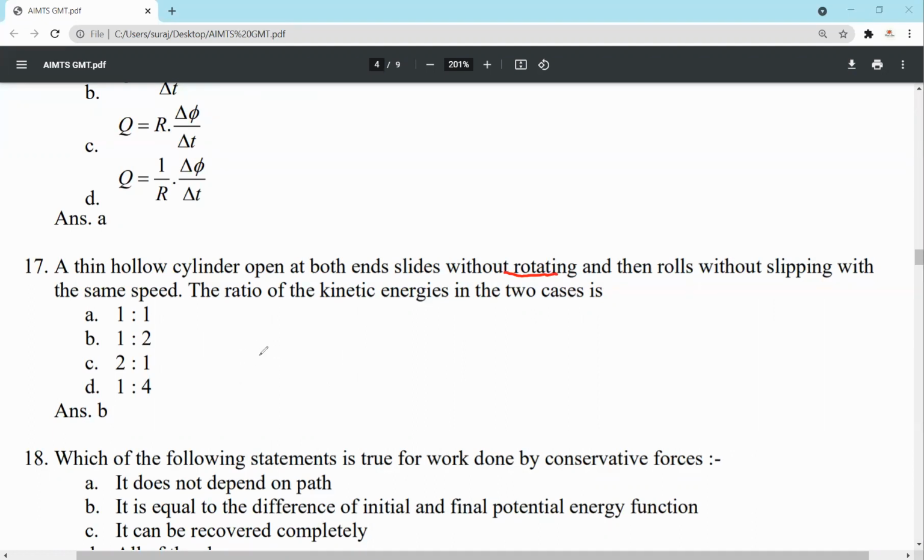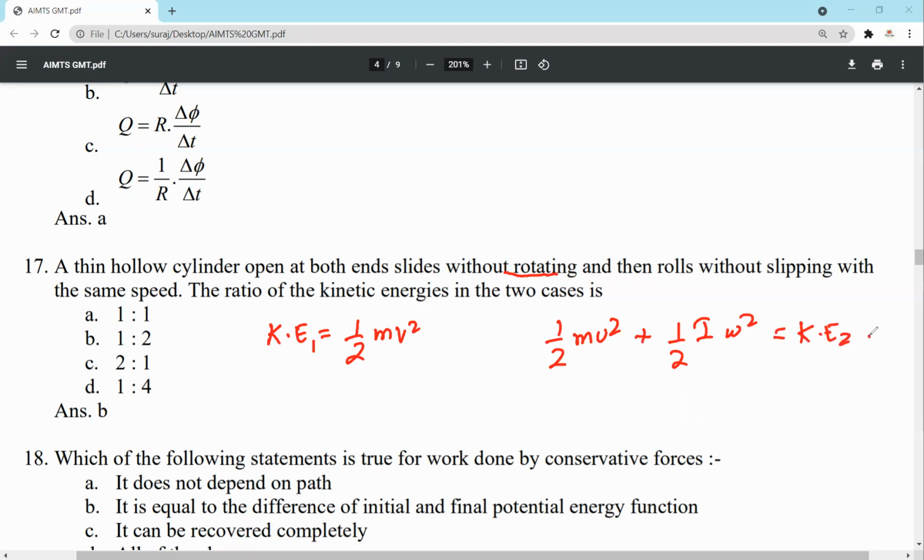Slides without rotating means how much kinetic energy? Only translational kinetic energy, half mv square. Rolls without slipping with the same speed means V is equal to R omega, right? In the second case, total kinetic energy is half mv square plus half I omega square. This is the first case, this is the second case.